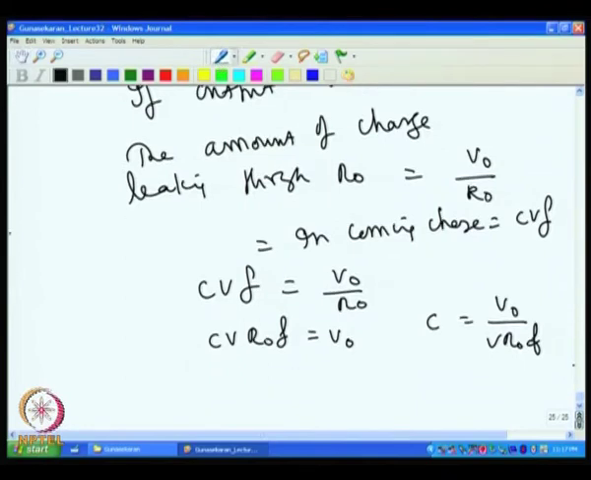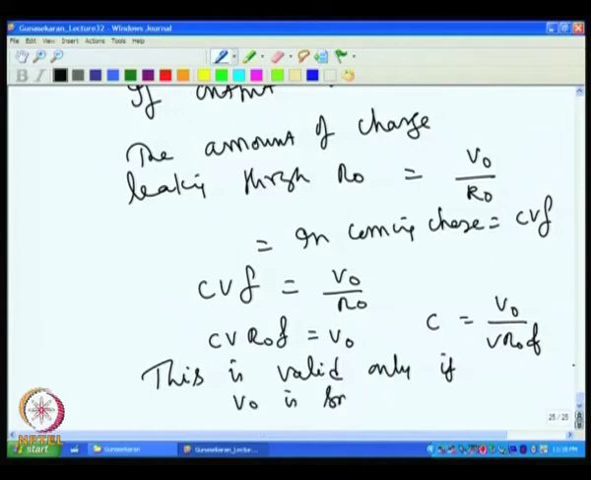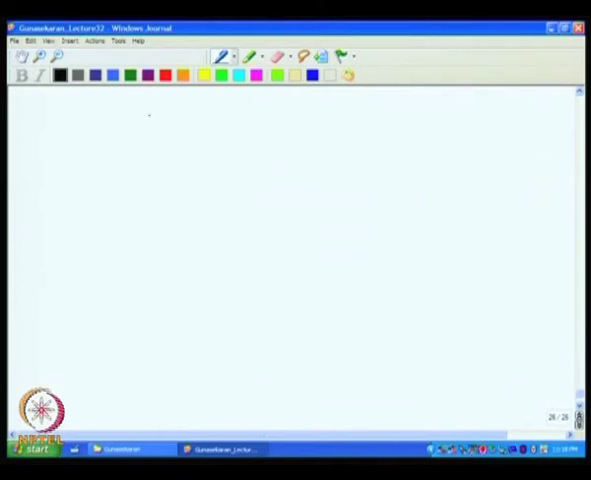So, this is valid only if V 0 is small compared to V. Normally we can select R naught to keep V 0 within a few millivolts, by selecting R naught.